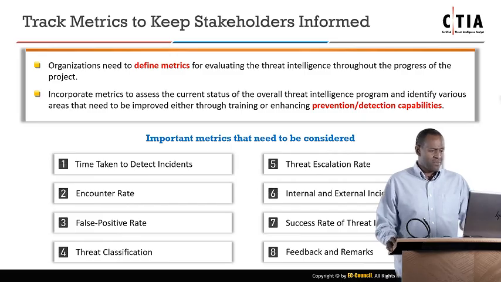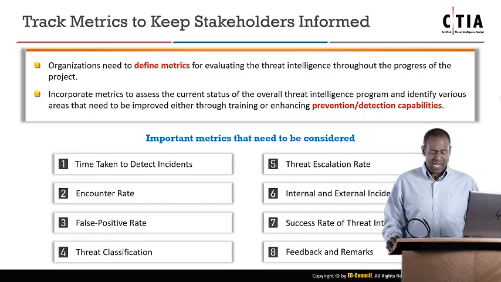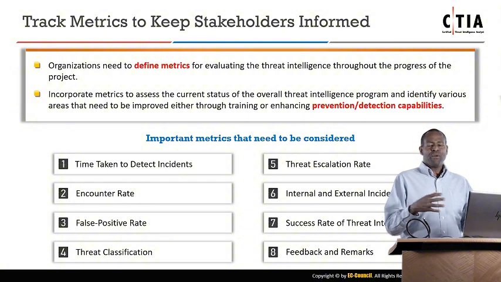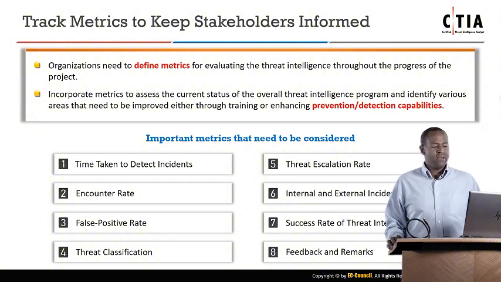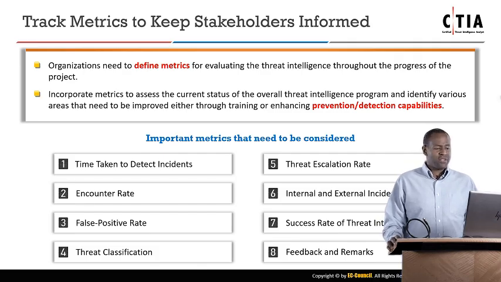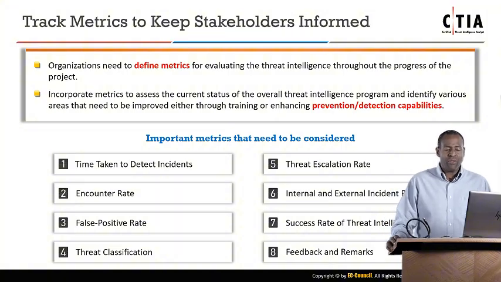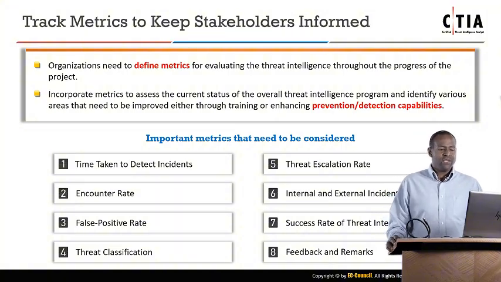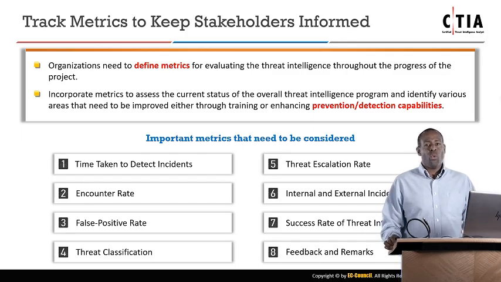So, key metrics to keep stakeholders informed. One of the things we've been talking about, I've been looking both at the specific plan for our threat intelligence program and, in general, at how we have project plans for major projects. Either way, we want to make sure we keep stakeholders informed. So organizations will need to define metrics for evaluating the threat intelligence throughout the process of the project. We want to know exactly what's going on while the project itself is being put together.